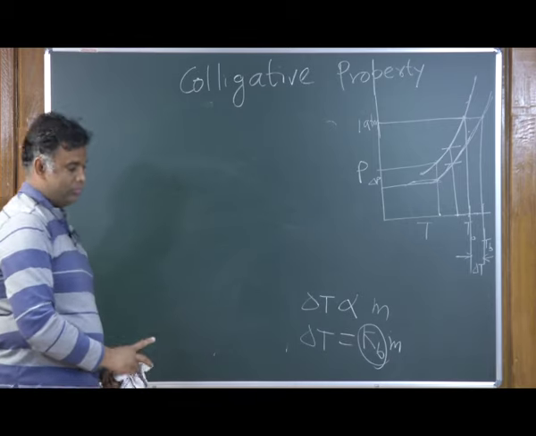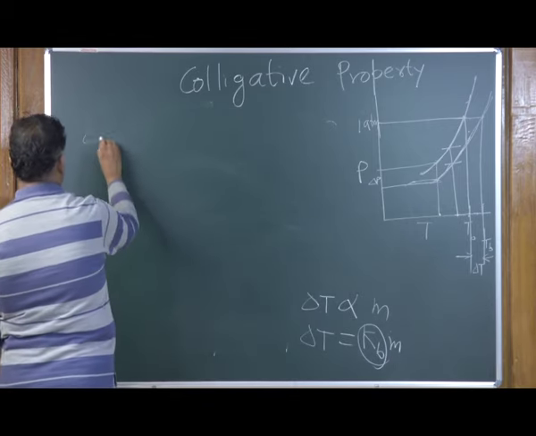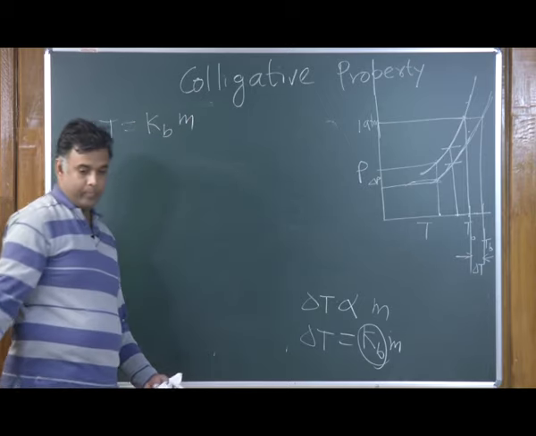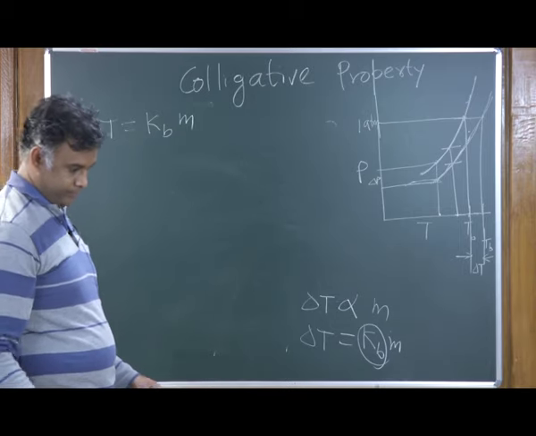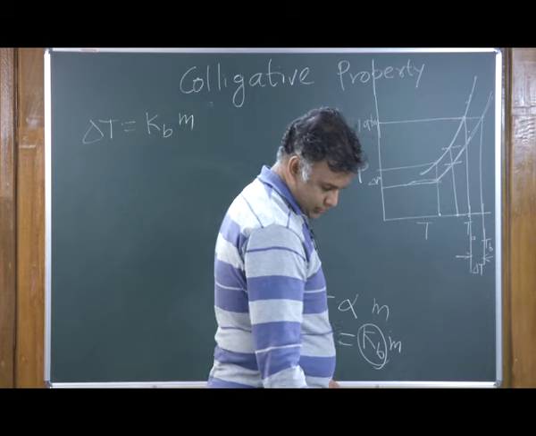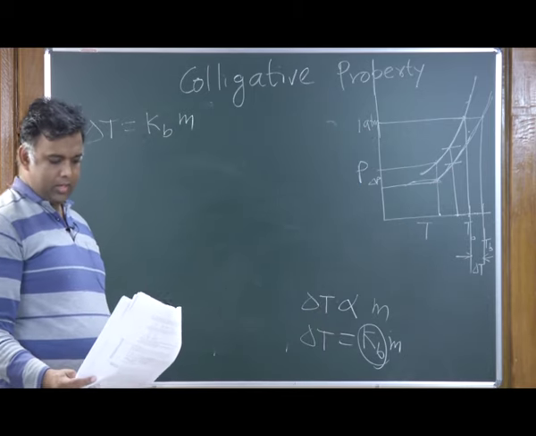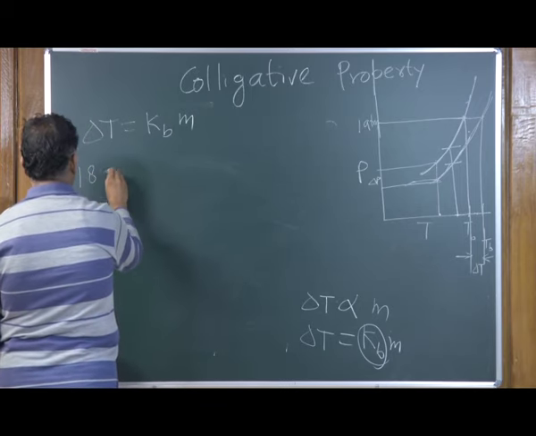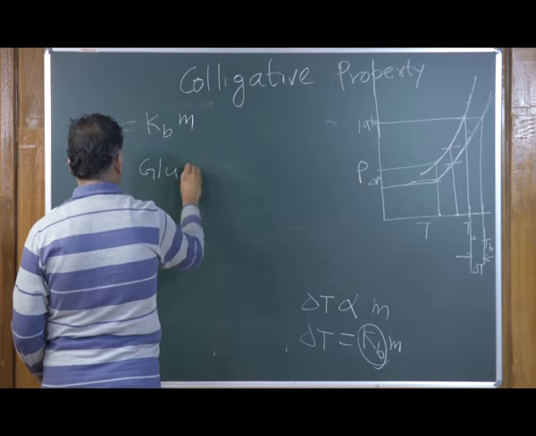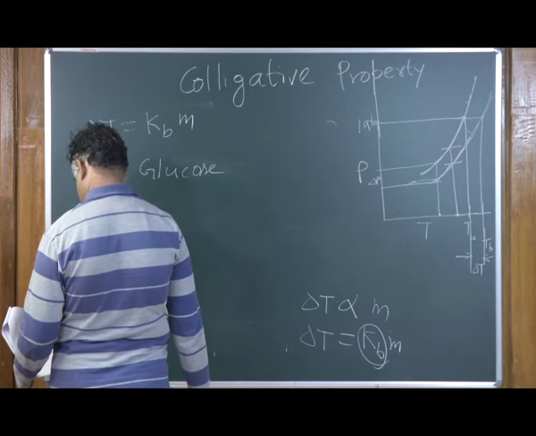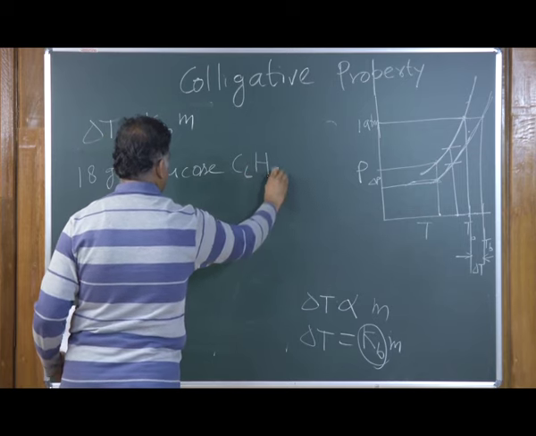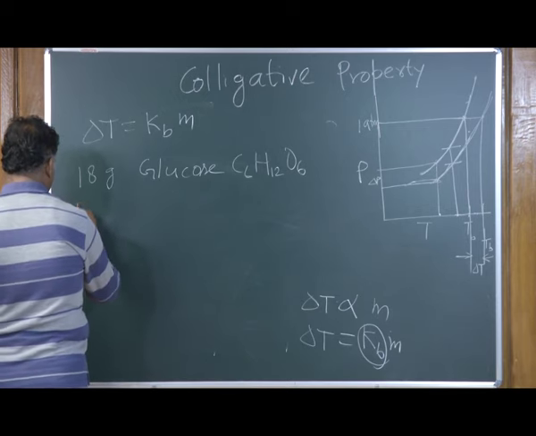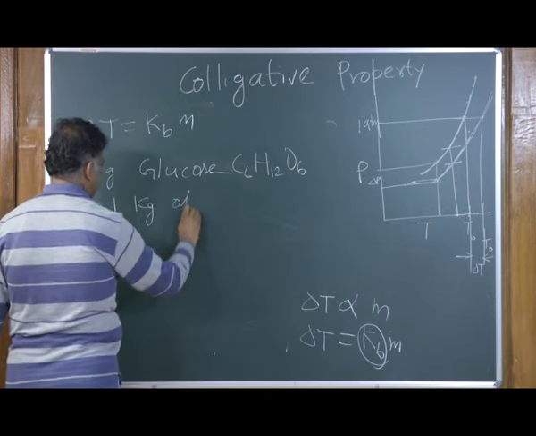Constant Kb is specific to a solvent. So, let me rewrite this, and this m is the molality of solute in the solution. Okay. Let us do one example. Here, 18 gram of glucose, that is C6H12O6, is dissolved in 1 kg of water.